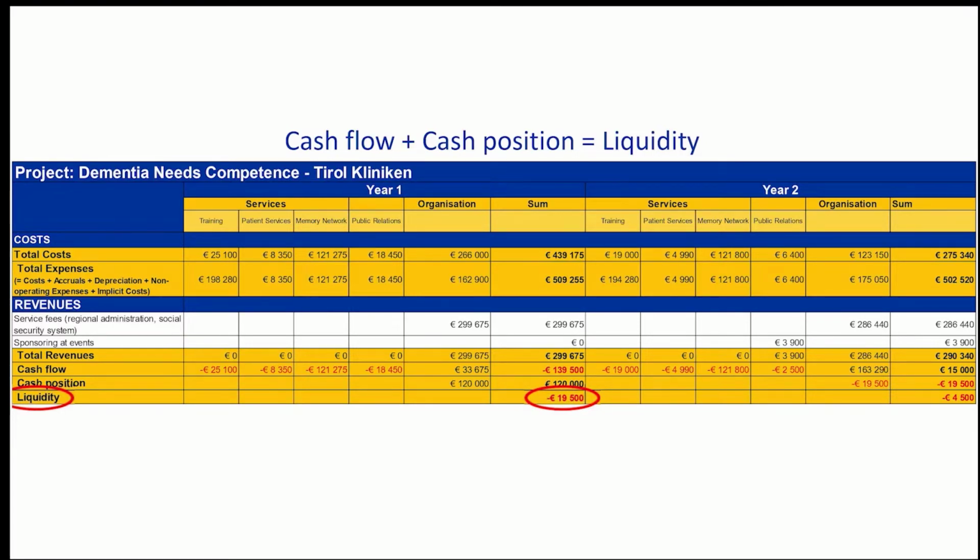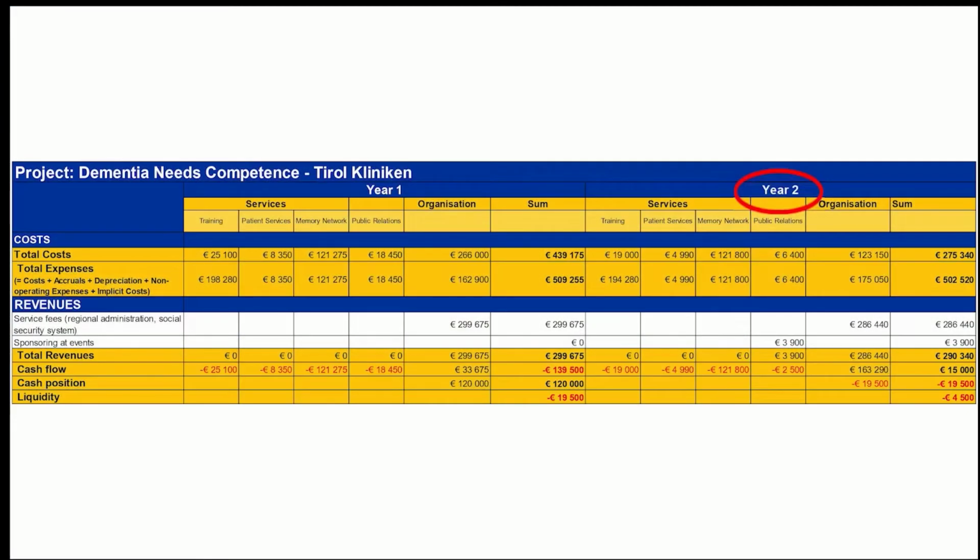Usually, this negative liquidity would be a huge problem for such an initiative. If it is a standalone project, we would not be able to pay the bills. However, in our case, we are embedded in a large organization that provides us with liquidity, meaning money to pay our bills. In year two, we do not have any expenses for large investments like in year one.